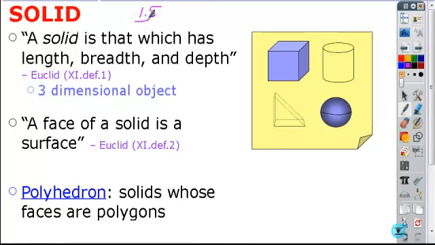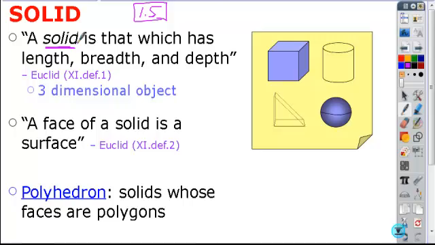This is basically just an introduction to the terminology that's going to be used in Chapter 8 when we go into more details. Okay, some of the terms that you need to be familiar with. A solid is that which has length, breadth, and depth. That's the historical definition for it. So you are going to see the term solid.